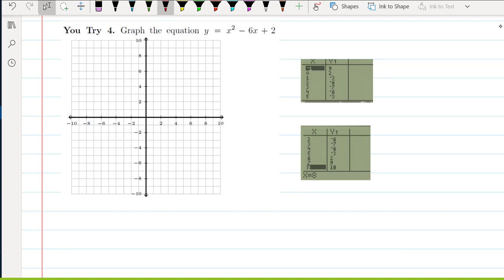So let's see, we've got negative 1 and 9. We have 0 and 2. 1 and negative 3. Keep plotting our points. So now we are at 3 and negative 7. We're at 4 and negative 6. And 5 and negative 3. And then 6 and 2. And then finally 7, and we're back up to 9. So we would get a parabola that looks something like this.